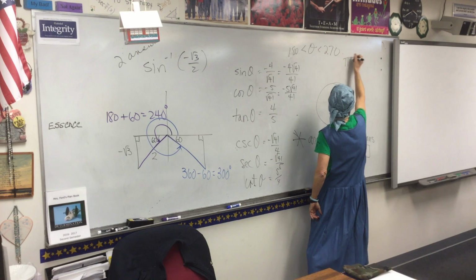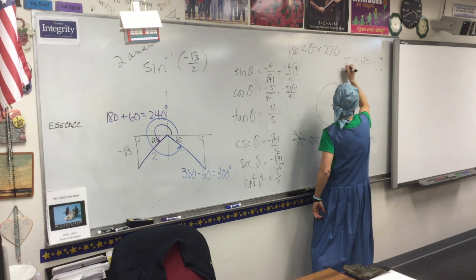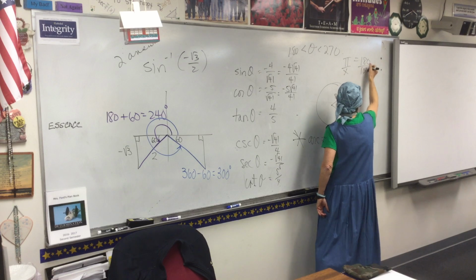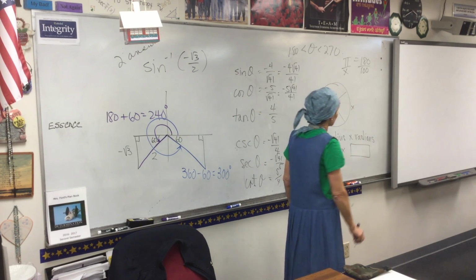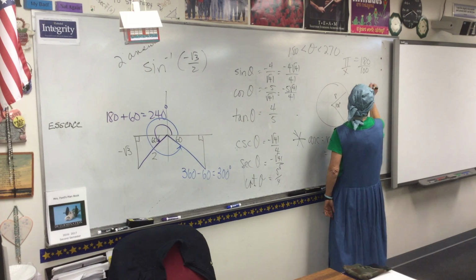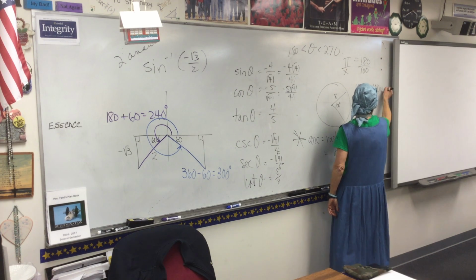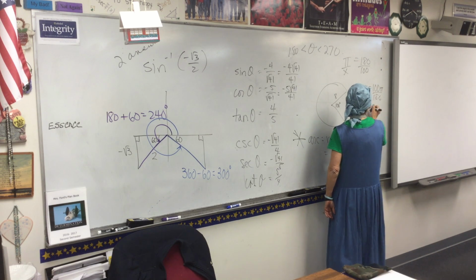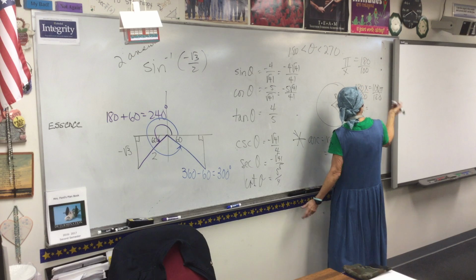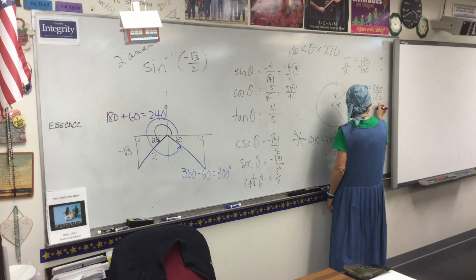So we know pi is 180. What is 100? Cross multiply and divide. And then reduce. 5 pi over 9.